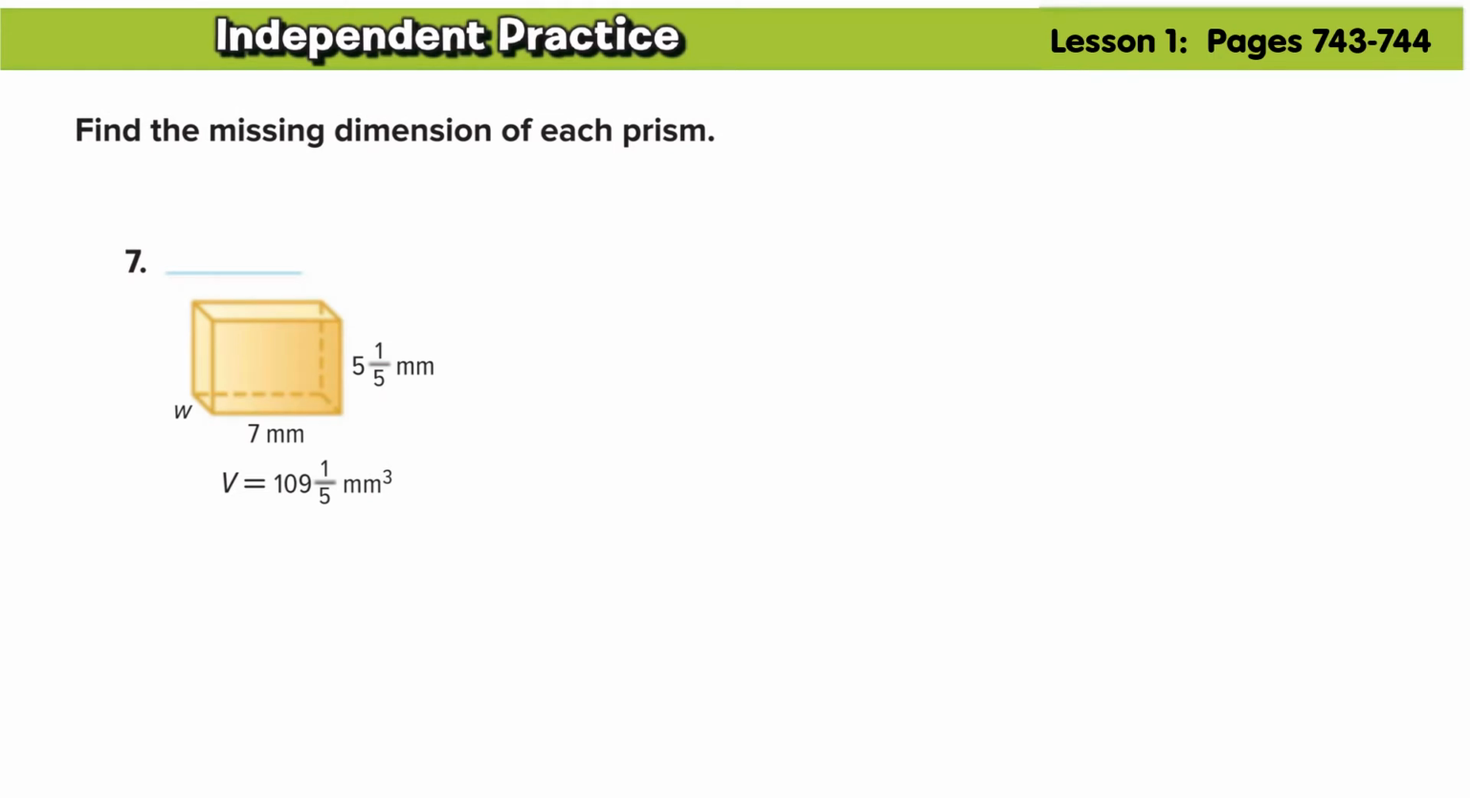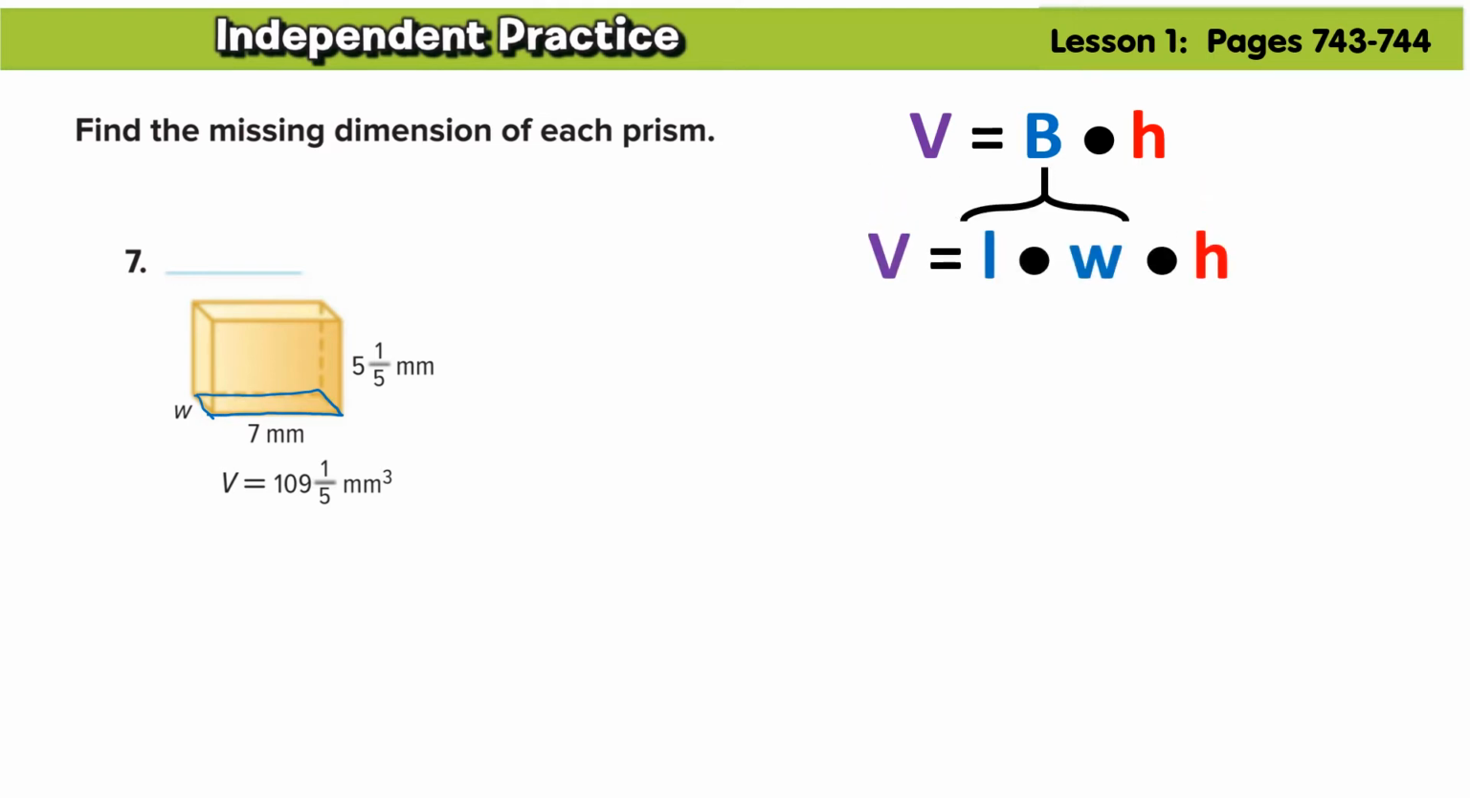Question 7, find the missing dimension of each prism. So we have volume of the area of the base times the height. Our base is a rectangle. So we're going to use the formula for the area of a rectangle. Our volume is 109 1/5 millimeters cubed.